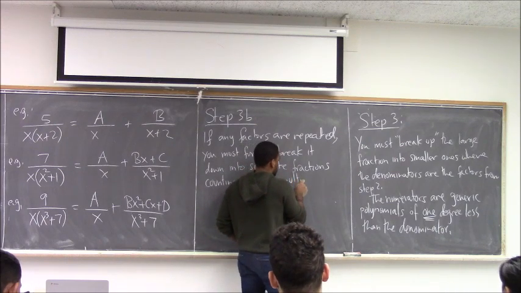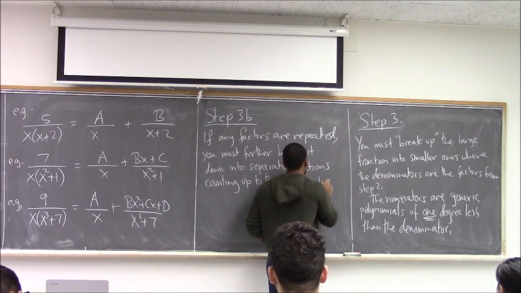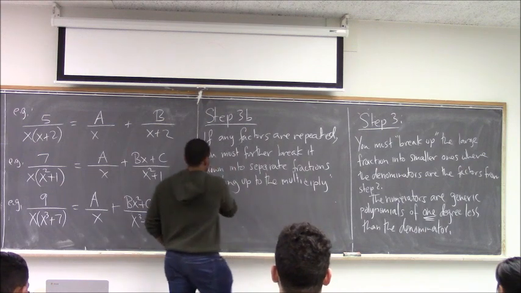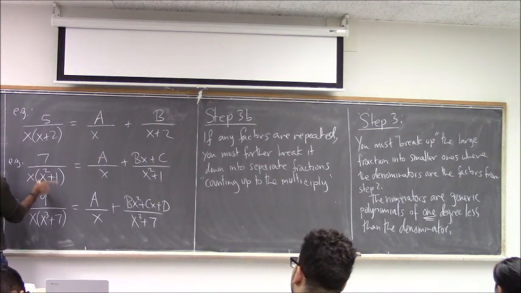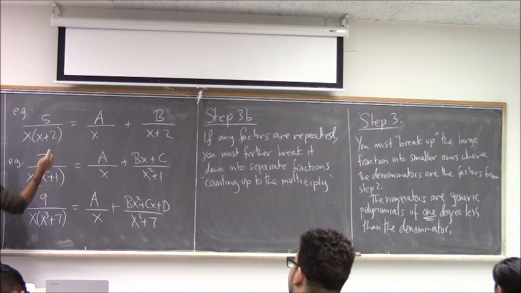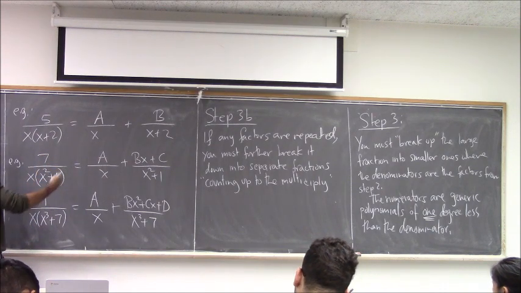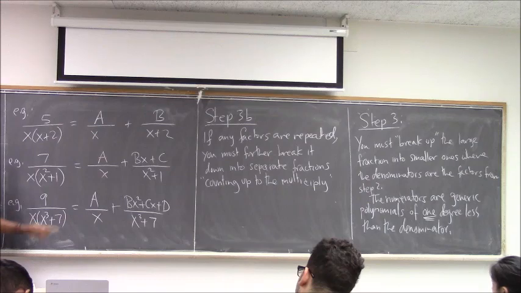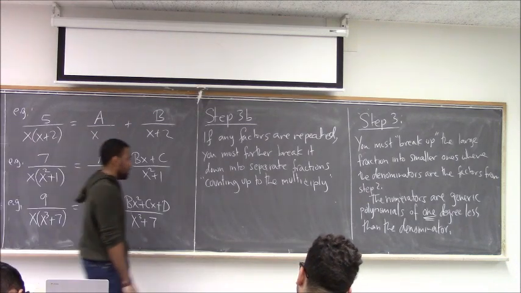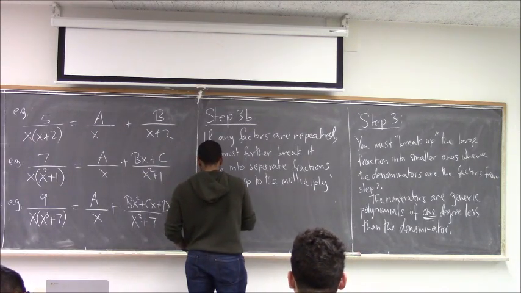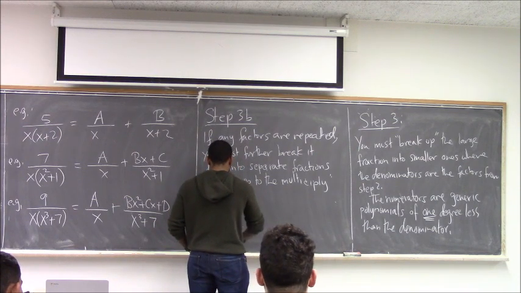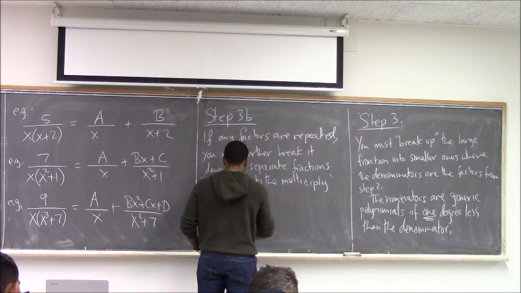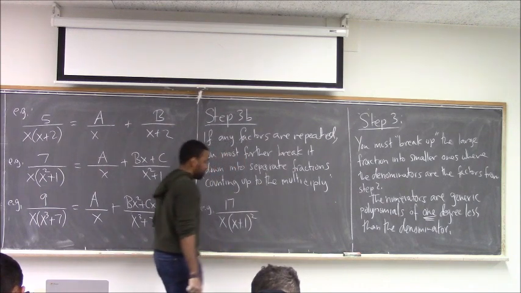And that's a technical phrase, multiplicity, which basically means you're going to repeat this factor over and over. You're going to start at power 1, then power 2, then power 3, and you're going to count up to the multiplicity, whatever the largest power is. So for example, let's say I have 17 over x times x plus 1 squared.